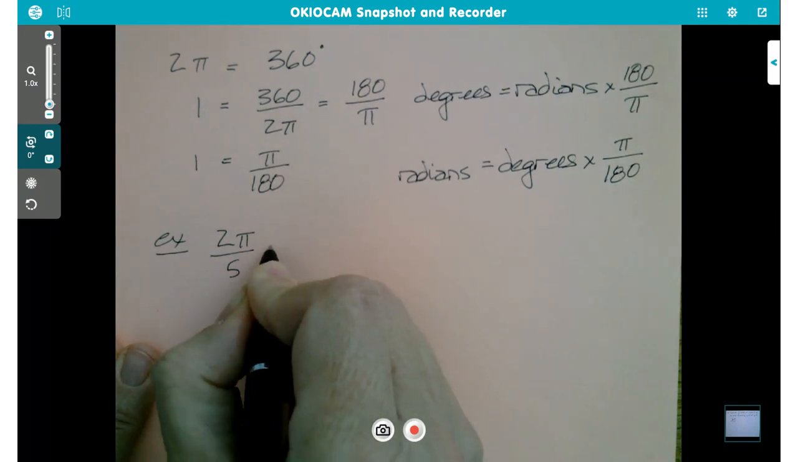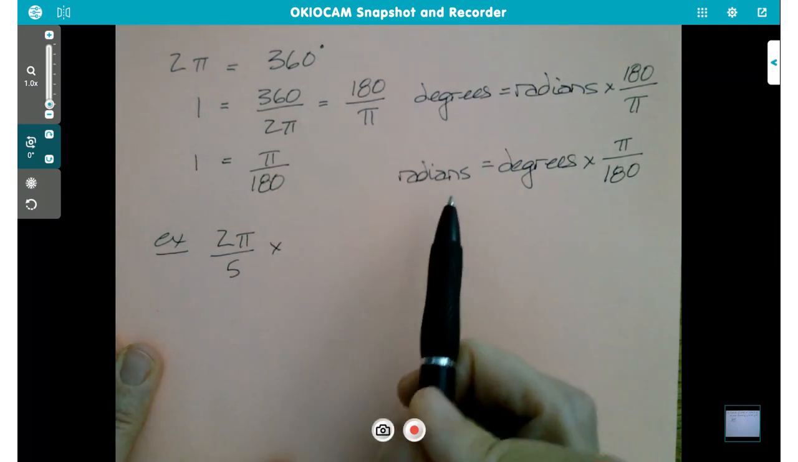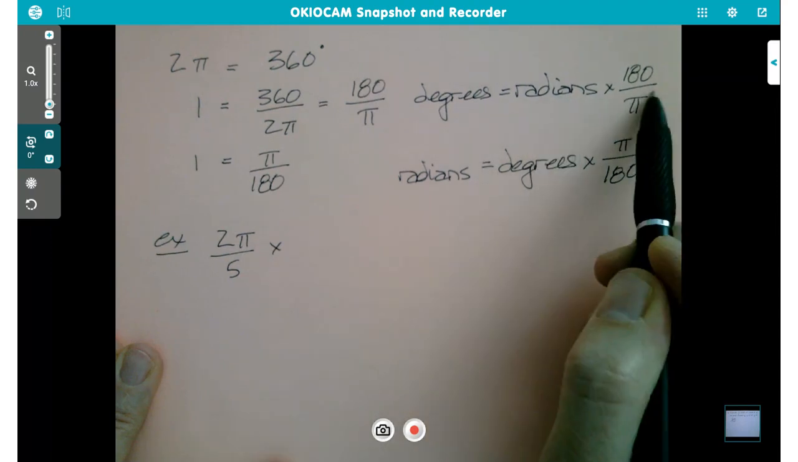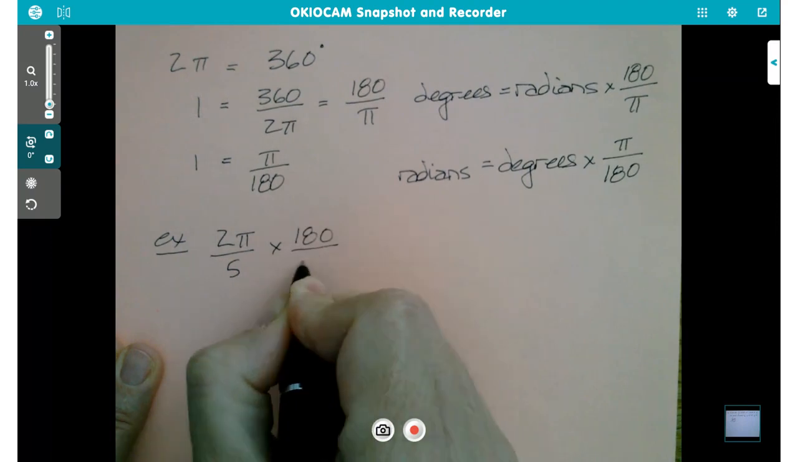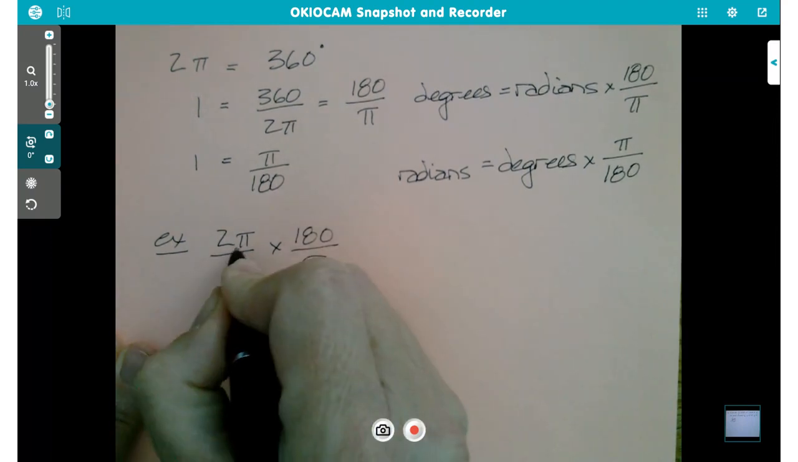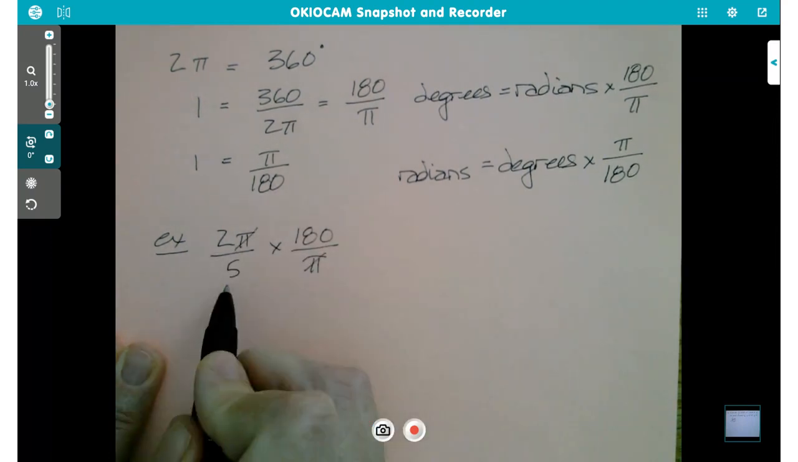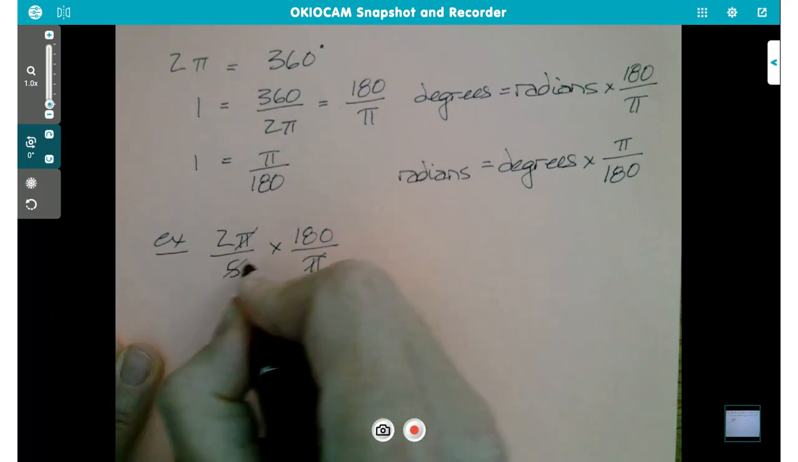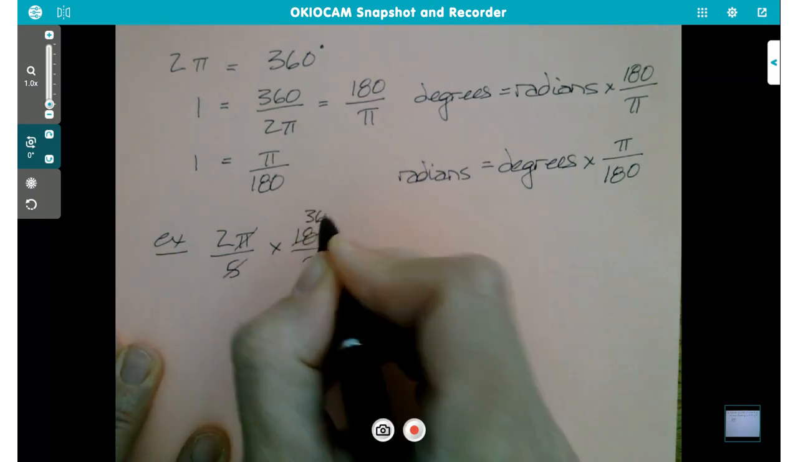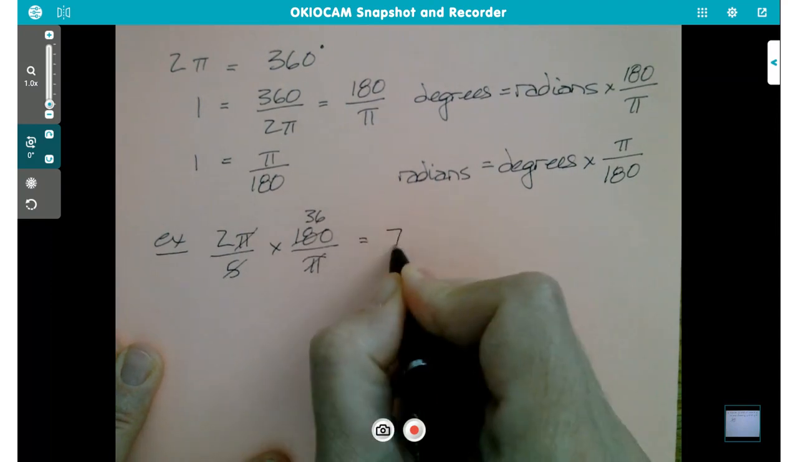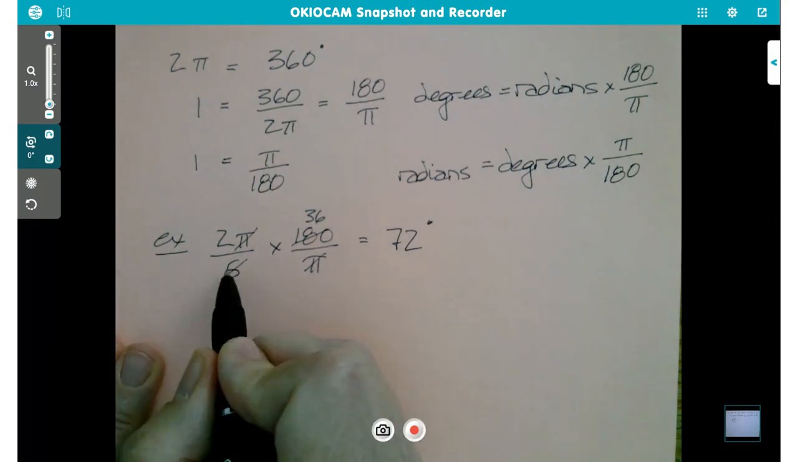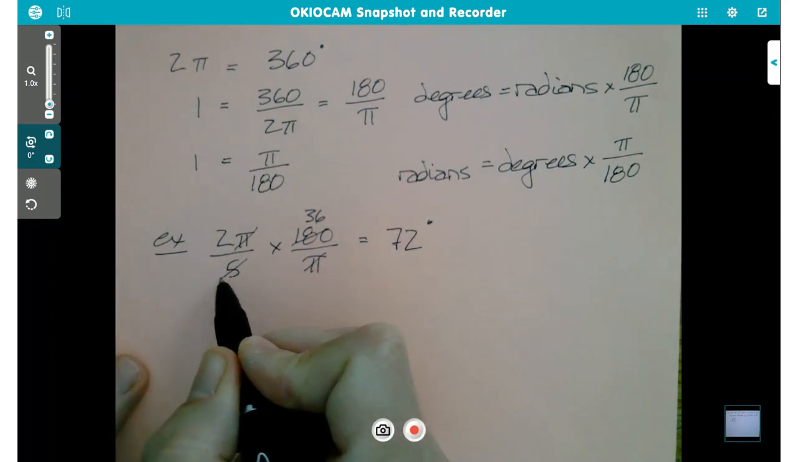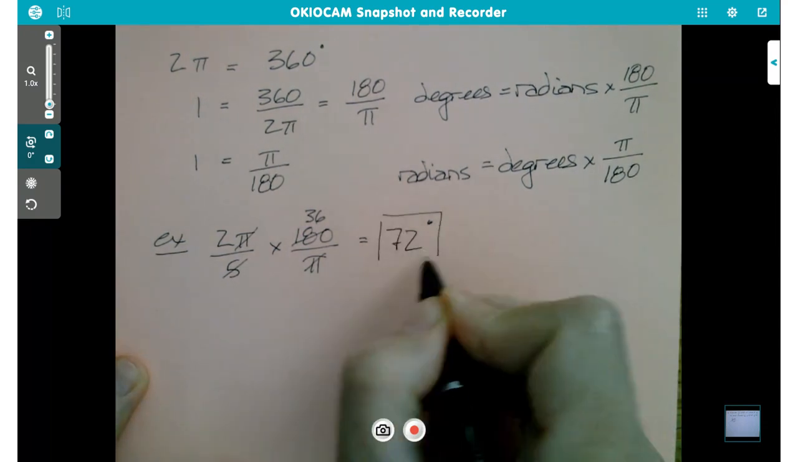I'm going to take my angle in radian measure, multiply it by 180 and divide by pi. That's my conversion factor. Now I got pi, I got pi. 5 divides into 180, 36 times. 2 times 36, oh, 72 degrees. Okay, so that's pretty big, but less than a right angle. My radian measure was 2 pi over 5 radians, 72 degrees.